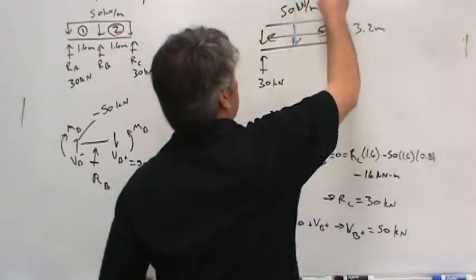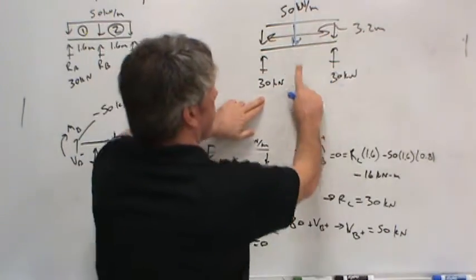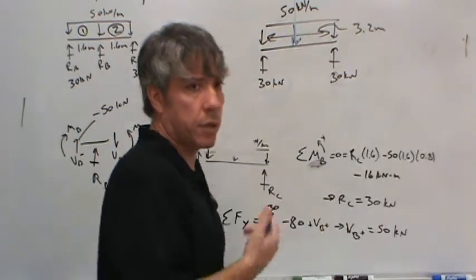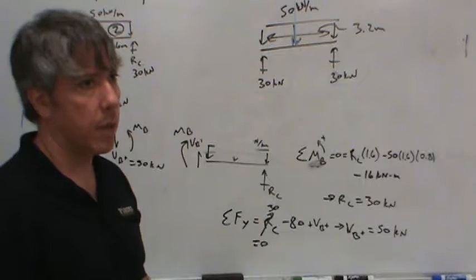And now consider sum of forces in the y direction. Well, here's 60 of the kilonewtons, but we still have 160 to support, so the center support must be taking 100 kilonewtons. Make sense? Question?